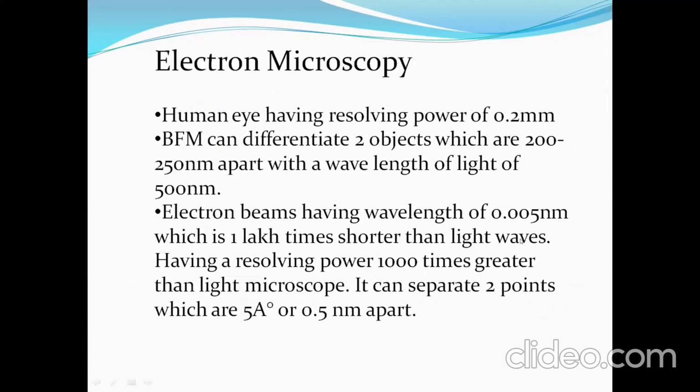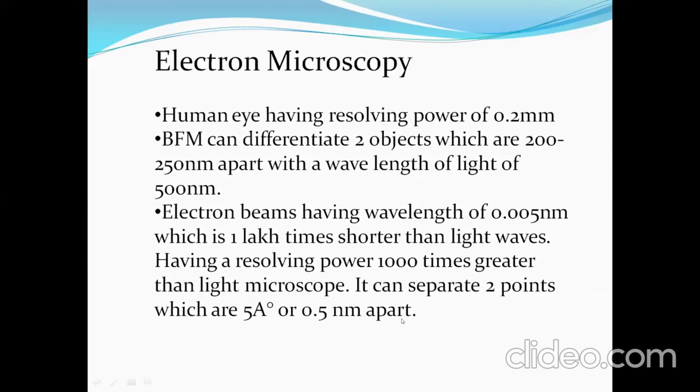And here we again apply the Abbe equation of resolution, that is d equals 0.5 lambda by n sin theta. Whenever we decrease the wavelength, we can get a better resolved image. So we are using beams which have a 1 lakh times shorter wavelength than light waves, so obviously we should have a better resolved image. That is the main theory of the electron microscope. It has a resolving power 1000 times greater than the light microscope; it can separate two points which are 5 angstrom or 0.5 nanometer apart.